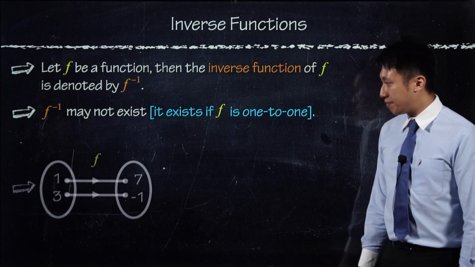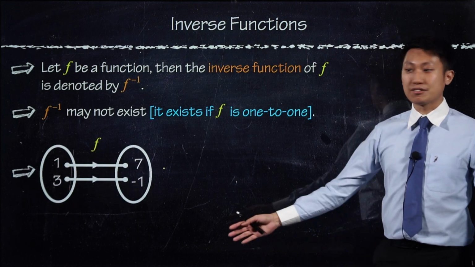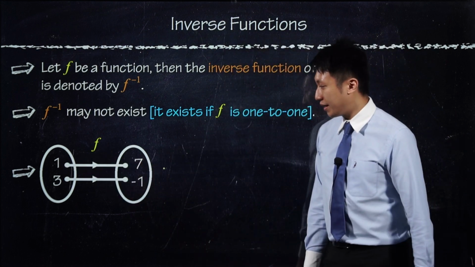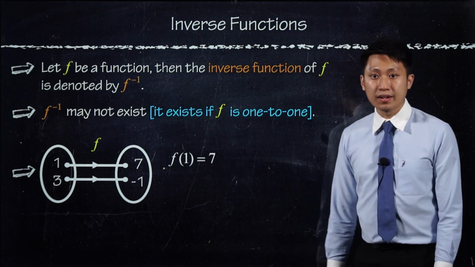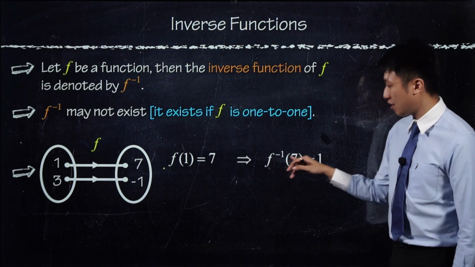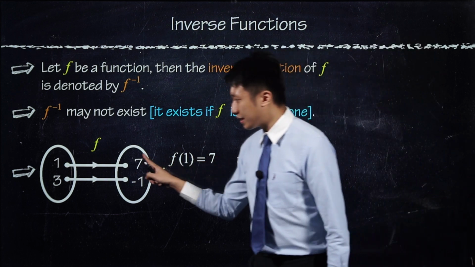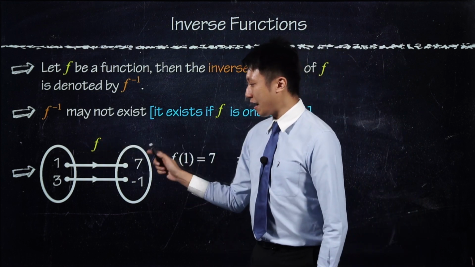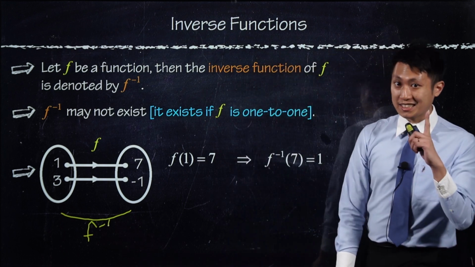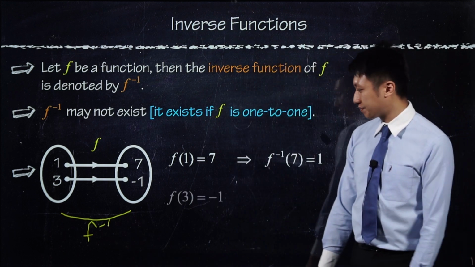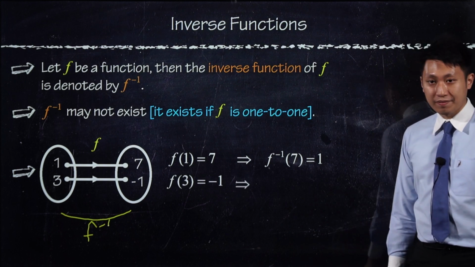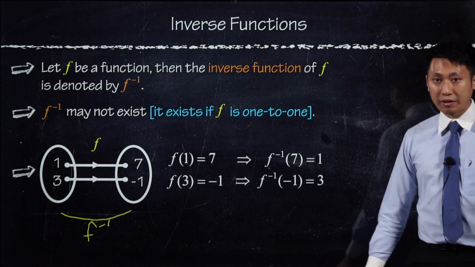Next, for example, I'll illustrate what an inverse means. Let's say f maps 1 to 7, so f of 1 equals 7, correct? If you have an inverse, then f inverse of 7 gives you 1. So inverse goes this way. This is f, then this side is f inverse, if it exists. Next, f of 3 is equal to -1. Then f inverse of -1 will be 3.